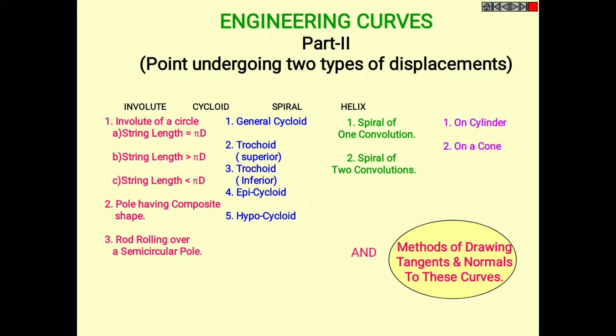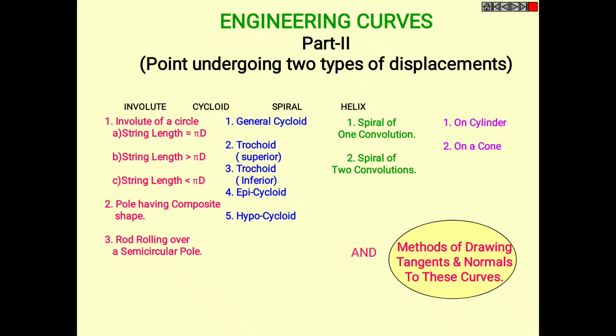Today, we'll move into part 2 of engineering curves. There's a point undergoing two types of displacements. In engineering curves part 2, we have four different types of curves. First one is involute, second one is cycloid, third one is spiral, and the next is helix. All this may not be possible to see in one session. So, for today's session, we will just see how to draw an involute.